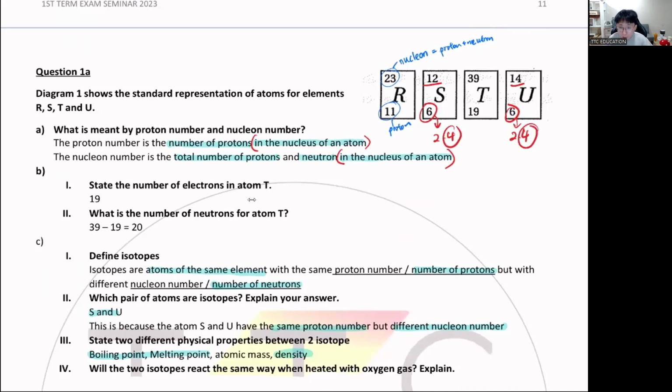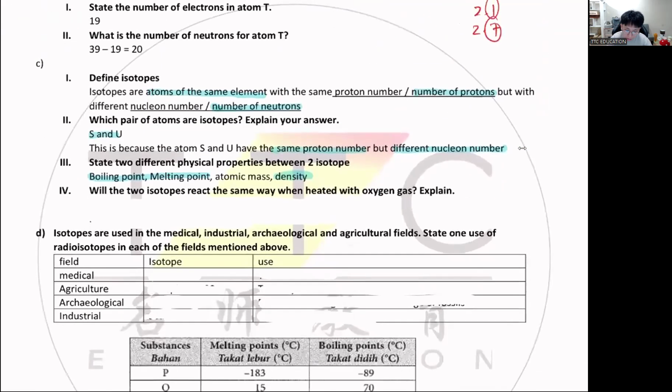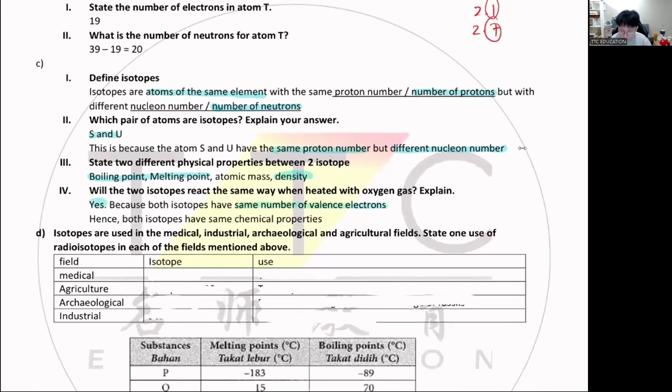Okay. Remember last week I taught you group 18. If you have 2.8, any reaction? No. If you have 2.1, is there a reaction? If you have 2.7, is there a reaction or not? Yes. But those that have a reaction, the 1, the 7, and the 4, they react differently. But if you have the same valence electrons, they react the same way. So we can say yes, because both isotopes have the same number of valence electrons. So we can say that they have the same chemical properties.